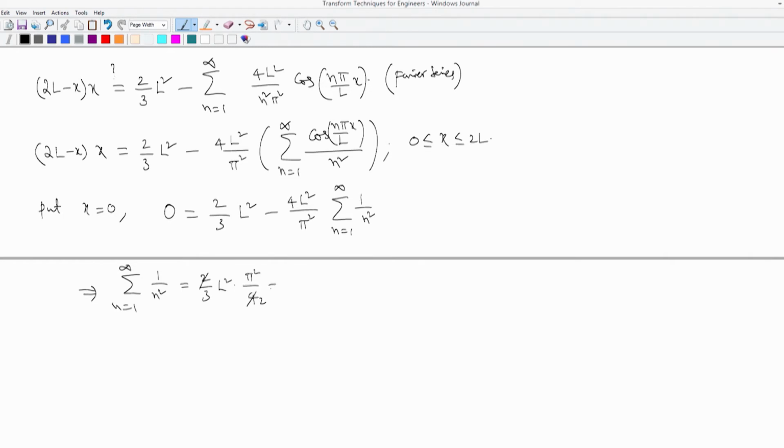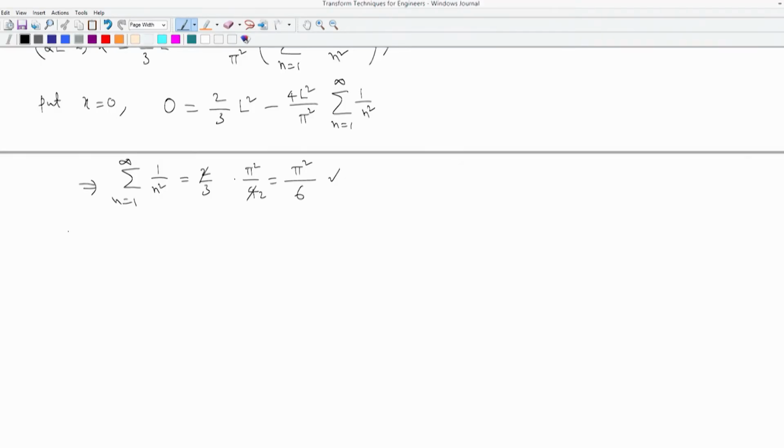So, 2 goes. So what you get is pi square by 6. This is a well known result. So, with Fourier series, once you calculate the Fourier series and fix your x value, that will give you some series. If the series happens to be a well known series, you will know its sum from the Fourier series, but it is not the other way.